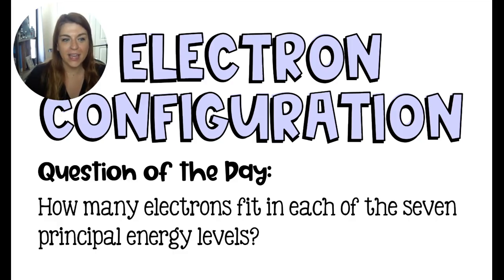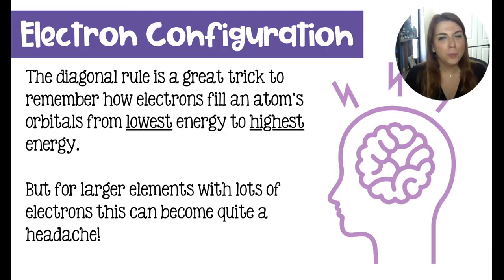The question of the day is how many electrons fit in each of the 7 principal energy levels? You should be able to figure this out using the periodic table and your knowledge from drawing Bohr models. You may remember the diagonal rule back from when we spoke about electron excitation in the atomic theory unit. The diagonal rule is a great trick to remember how electrons fill from lowest to highest energy.